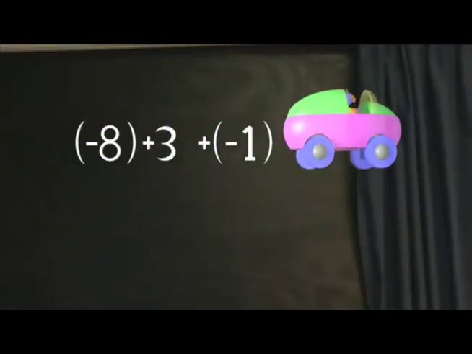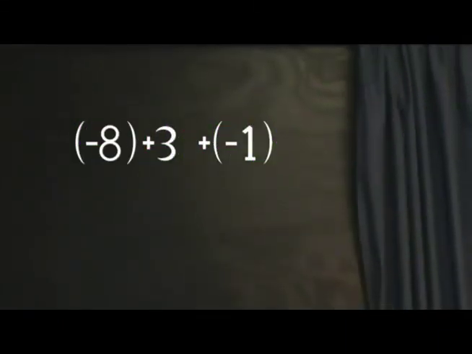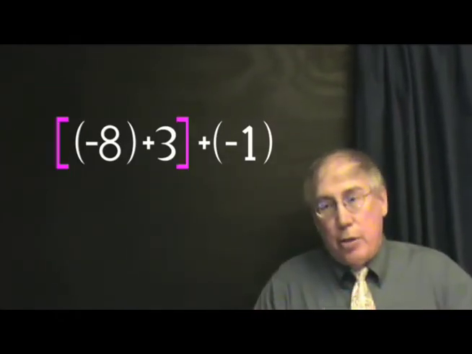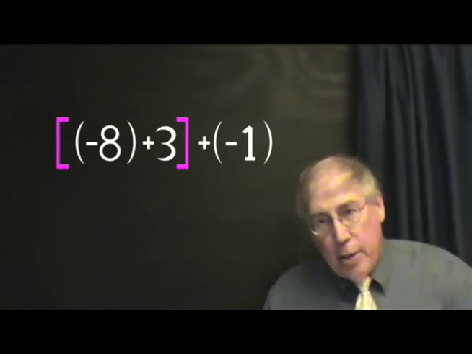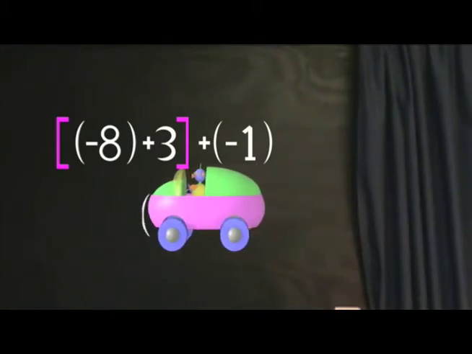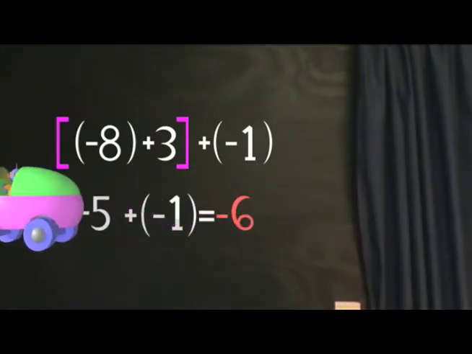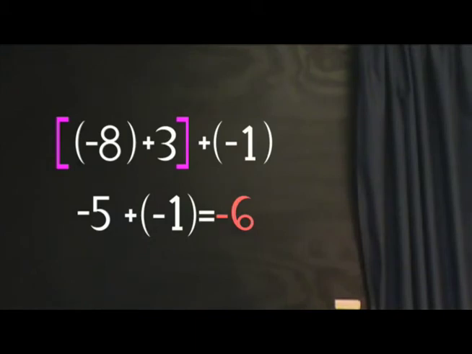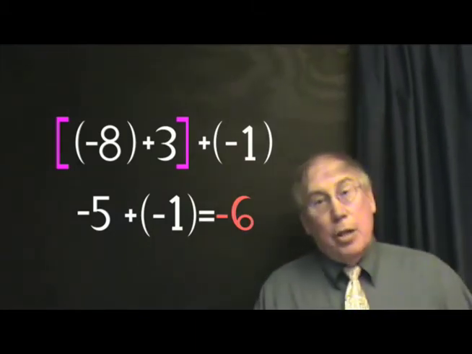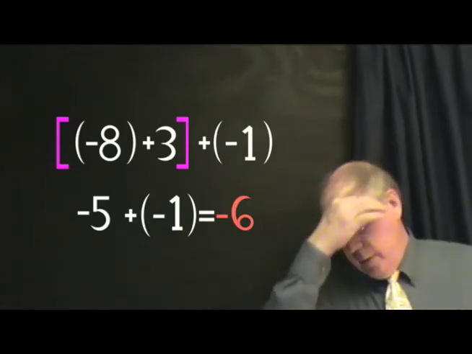So let's see what our next surprise is. Again, Newton driving over a problem that contains 3 integers. Let's take the first two. The signs are different. You subtract the 3 from the 8, and then put the negative sign from the 8 with it, and so you'll get a negative 5. And now you have a negative 5 plus a negative 1. The signs are the same, so you'll get a negative 6 as your answer.